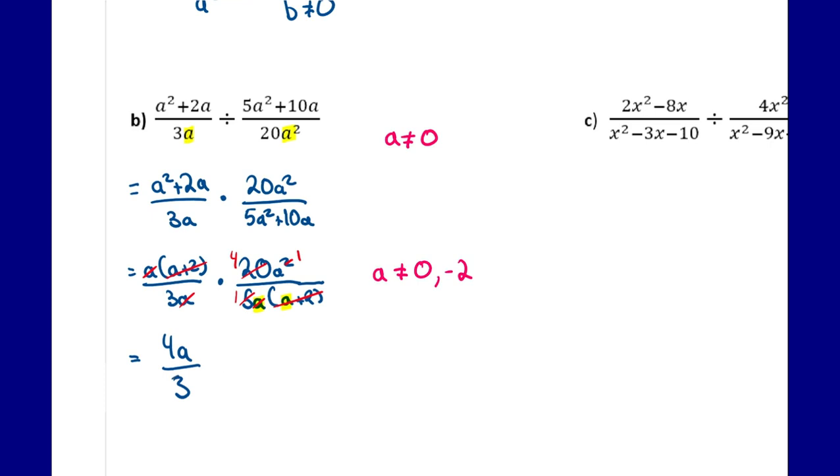I can't simplify anything further. I can't cancel anything out. So I'm just going to restate all my restrictions now. A cannot equal 0 or negative 2.